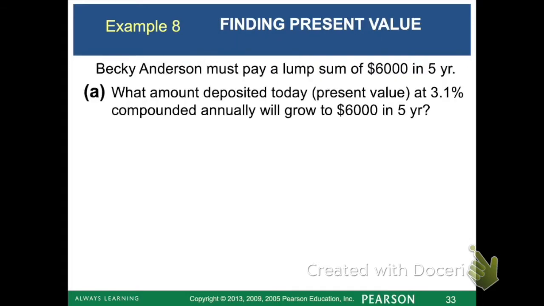Example 8, Part A. Becky Anderson must pay a lump sum of $6,000 in 5 years. What amount deposited today, so the present value, at 3.1% compounded annually will grow to $6,000 in 5 years? So she wants to have $6,000 5 years down the road. How much are we going to need to deposit? So we're solving for P here.